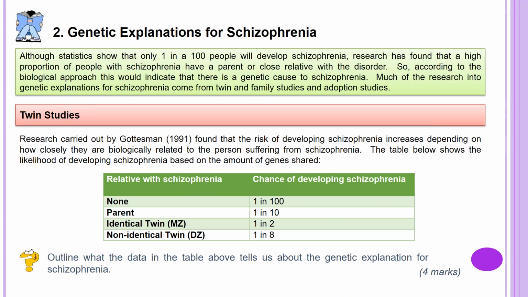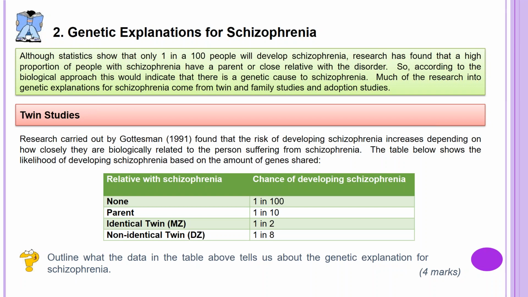So, in your workbook, outline what the data in the table above tells us about the genetic explanation for schizophrenia. So this is 4 marks. Basically, you just need to explain the table and then what it means in relation to the genetic explanation. You may want to pause the video at this point in order to answer the question.